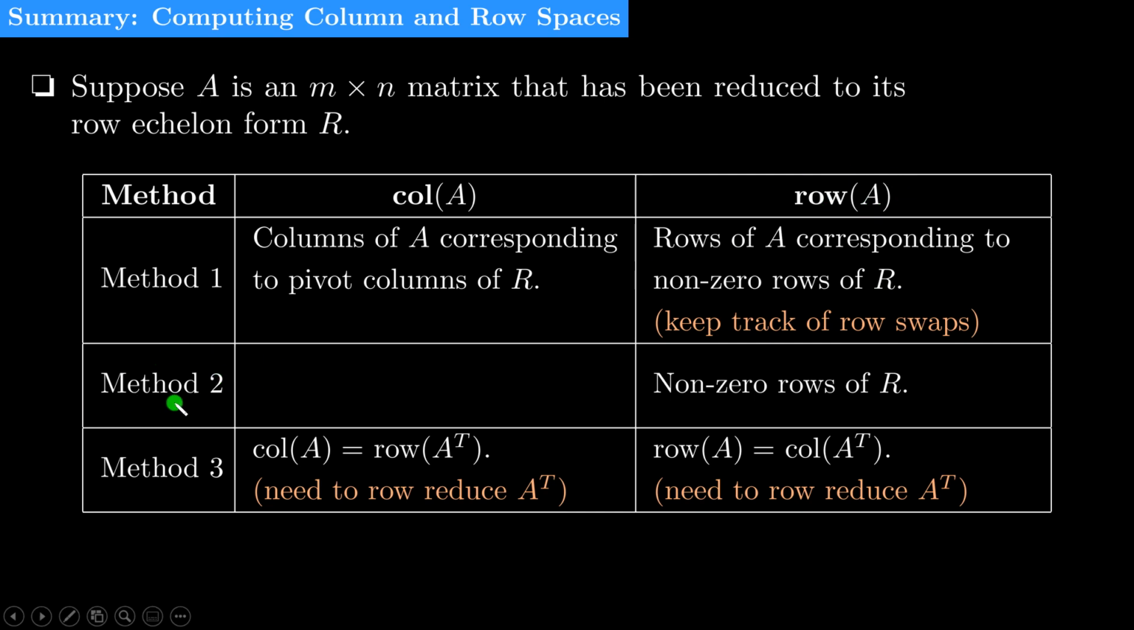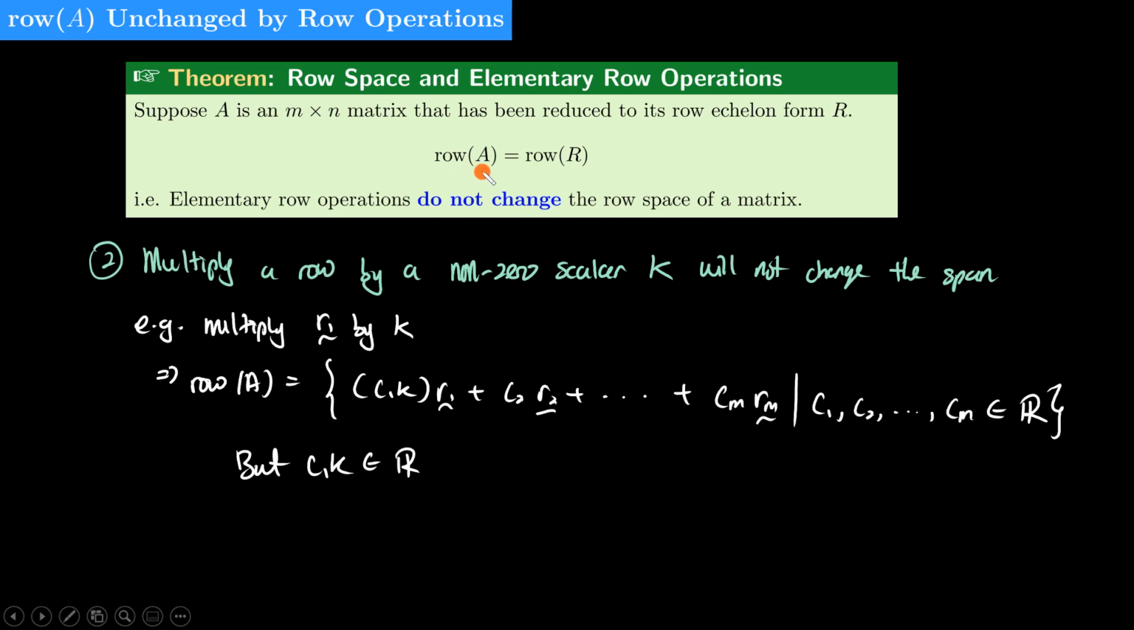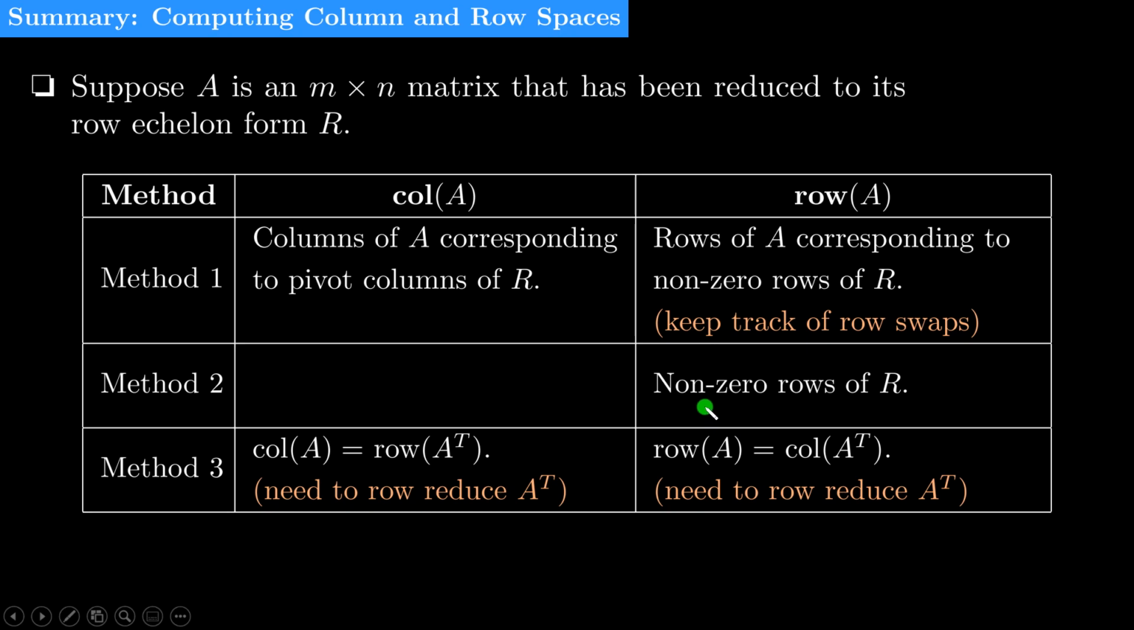For method 2, for the row space of A, because of the previous theorem that says that the row space of A is equal to the row space of R, the non-zero rows of R will also form a basis for the row space of A. For method 3, the column space of A is equal to the row space of A transpose. Conversely, the row space of A is equal to the column space of A transpose. Now, the disadvantage of this method is that you need to row reduce A transpose.